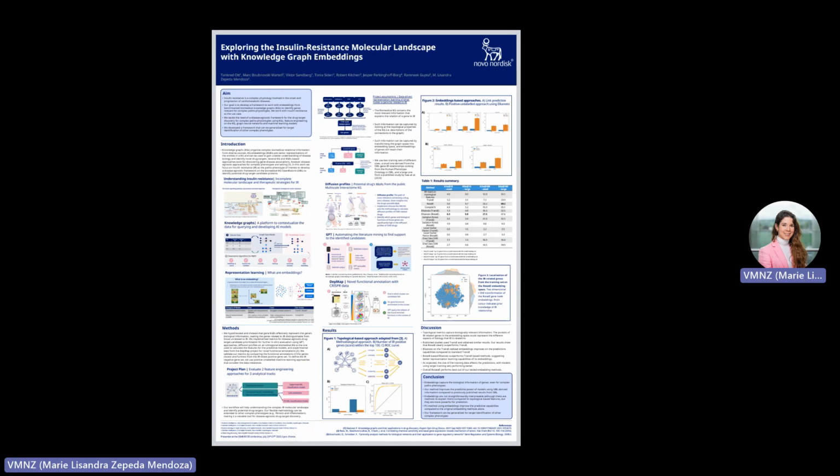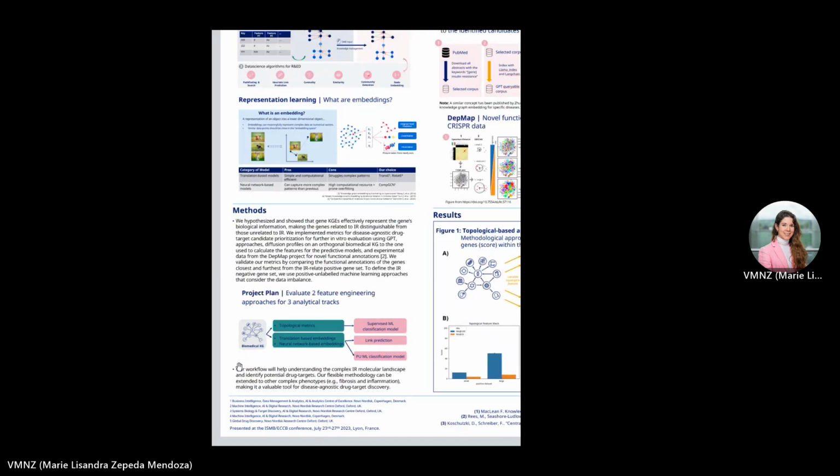We employ the following three approaches. First is a supervised machine learning classification ensemble model using topology-based features. The second one is doing link prediction using translation-based and graph neural network-based knowledge graph embeddings. And the third one is doing positive-unlabeled learning approaches.